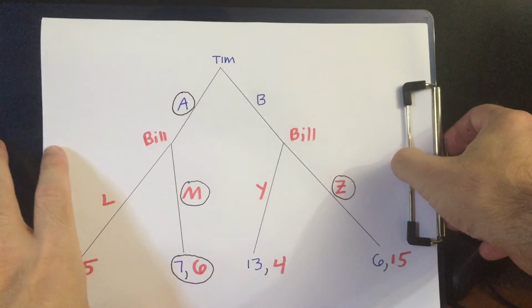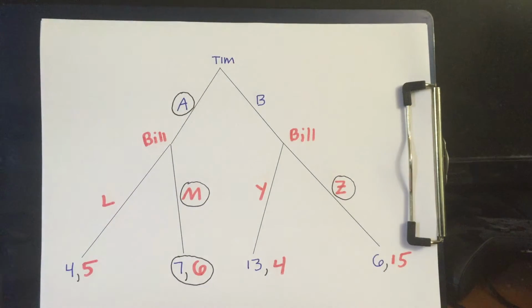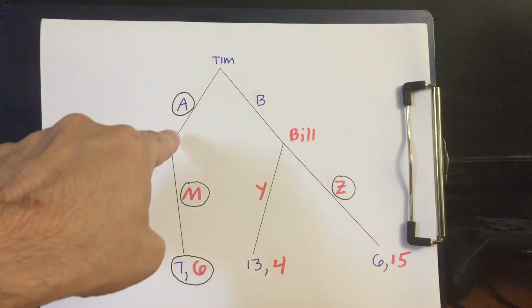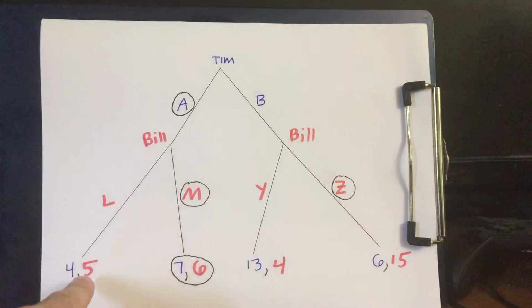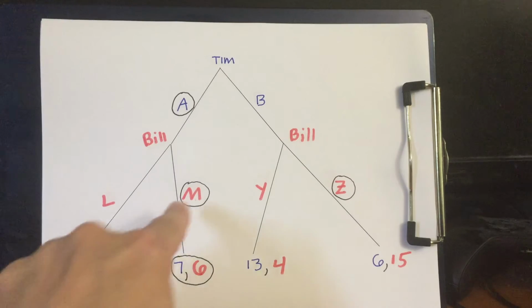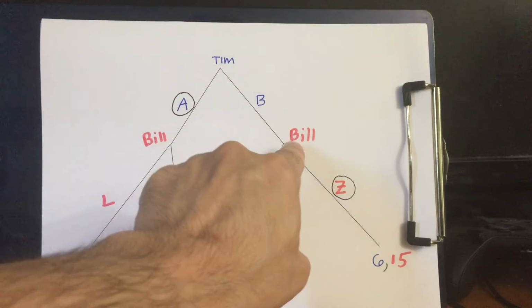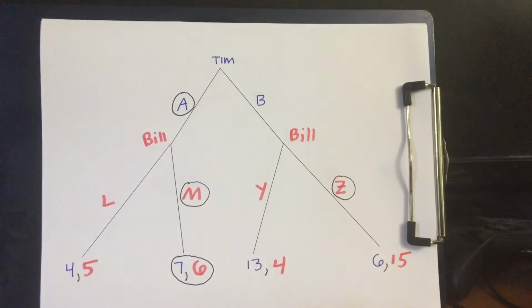Let's look at the solution I came up with. So again, it's always easiest to solve these games backwards. Because again, for Tim to figure out what he's going to do, he's got to guess what Bill has to do. But Bill doesn't have to worry about that. Because if Bill is here, he says, well, I get to pick M, which is 6, or L, which is 5. 6 being bigger than 5, I'm going with M. If Bill ends up here, he'll say, well, I get to choose between 4 and 15. I'd much rather have 15.